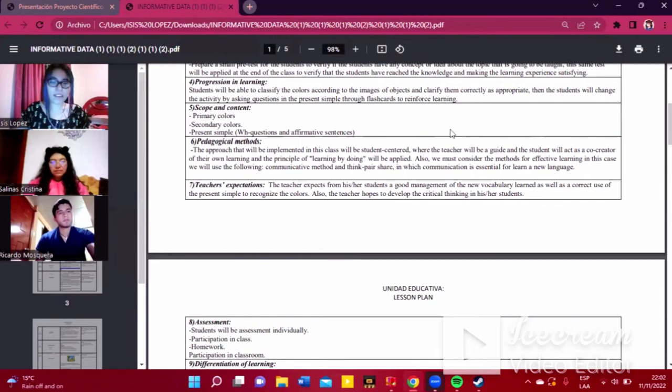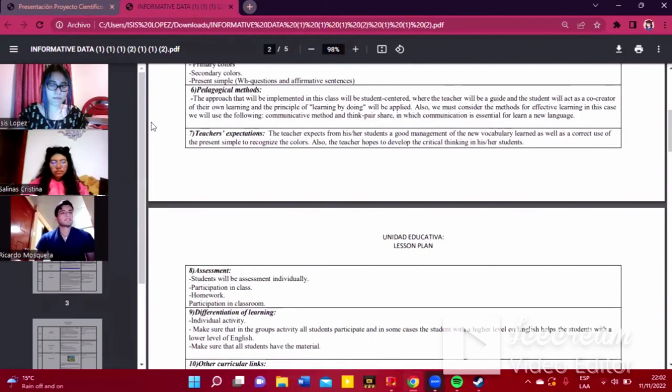Scope and content. We are going to use primary colors, secondary colors, present simple, double questions, and affirmative sentences. Pedagogical methods. The approach that will be implemented in this class will be student-centered, where the teacher will be a guide and the student will act as a co-creator of their own learning, and the principle of learning by doing will be applied. Also, the methods for effective learning used in this case will be the communicative method and think-pair-share, in which communication is essential for learning the new language.